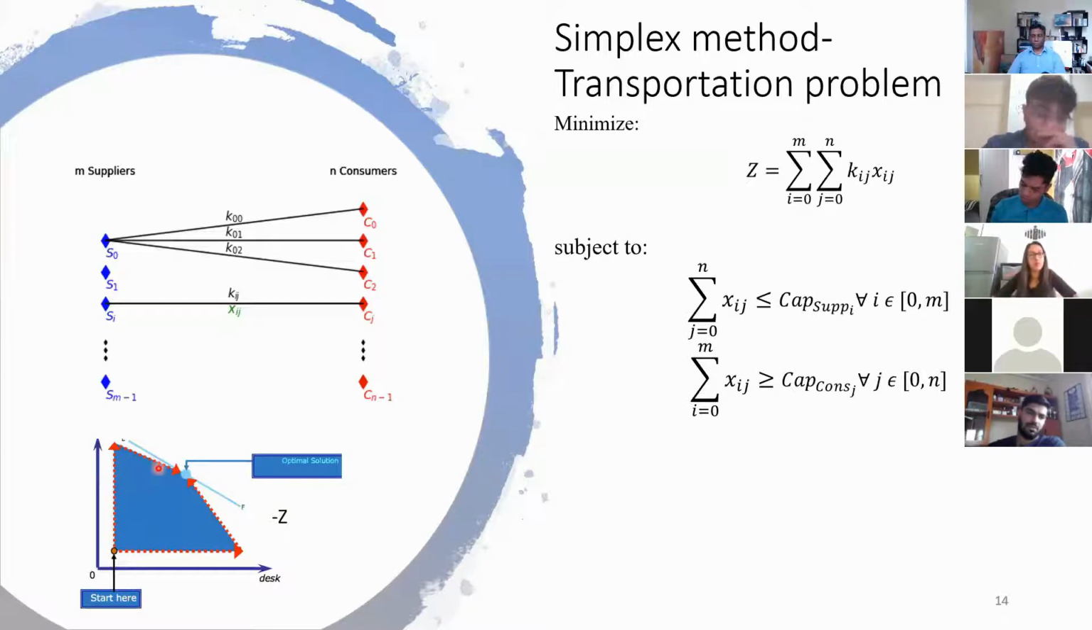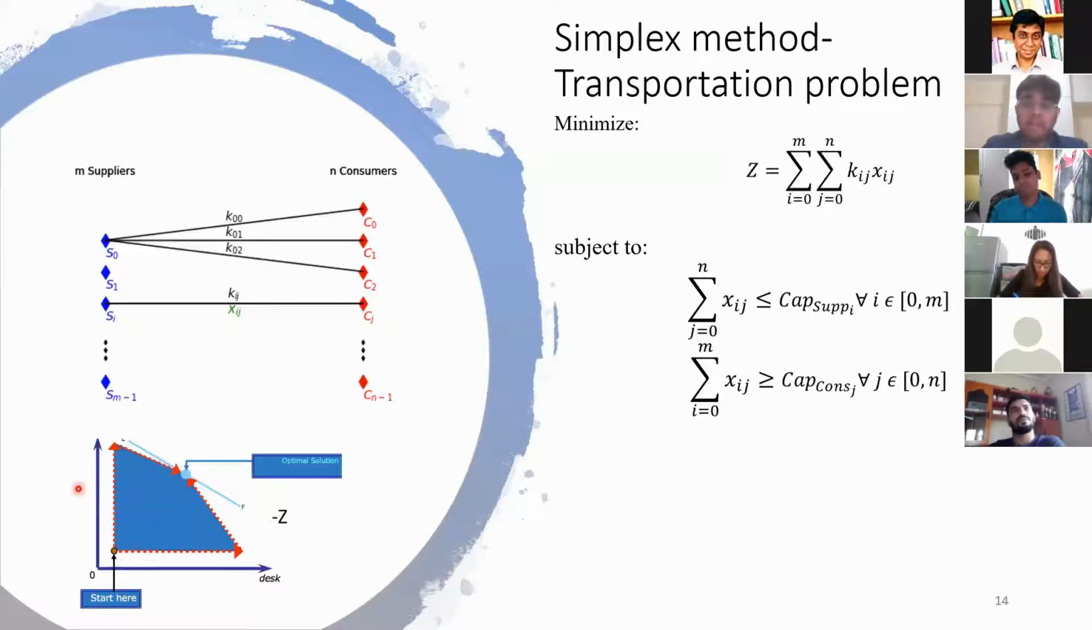Now, with all linear programs, it is known that the local minimums are all global minimums, and any local maximums are global maximums. So you are always guaranteed to reach the optimal solution.